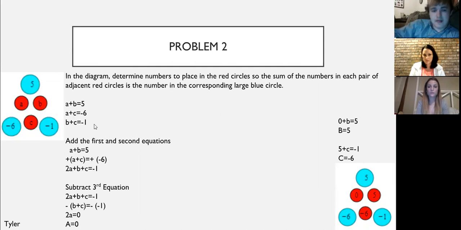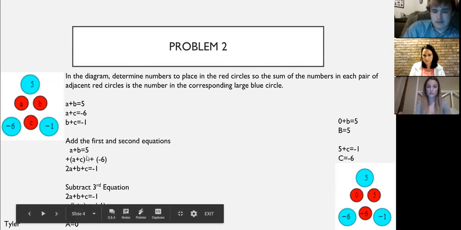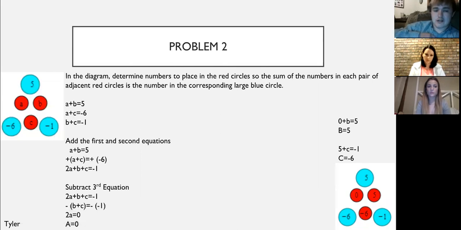The first thing we need to do is add the first and second equations. So we have a plus b equals 5, plus a plus c equals -6. It's important when we add and subtract these equations that we put them in brackets when we change the symbols. Then we get 2a plus b plus c equals -1. Then we're going to subtract the third equation from the one we just got. And all in all, we end up determining that a equals 0.